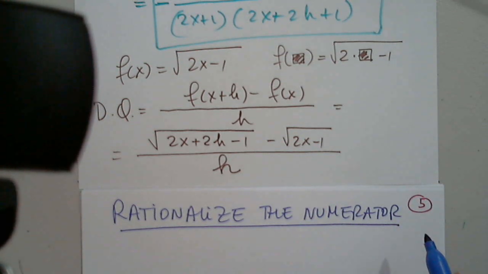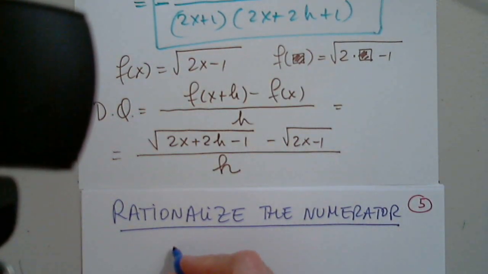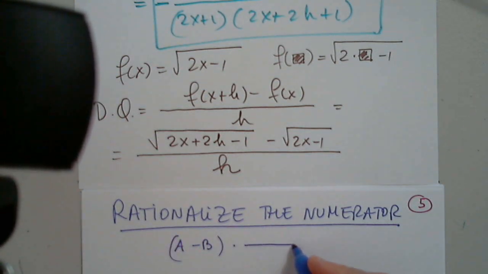Rationalize the numerator. So if I have a minus b, I really want to multiply the top and the bottom by a plus b. So these are conjugates of each other. A minus b and a plus b are conjugates. Same terms, but plus and minus.